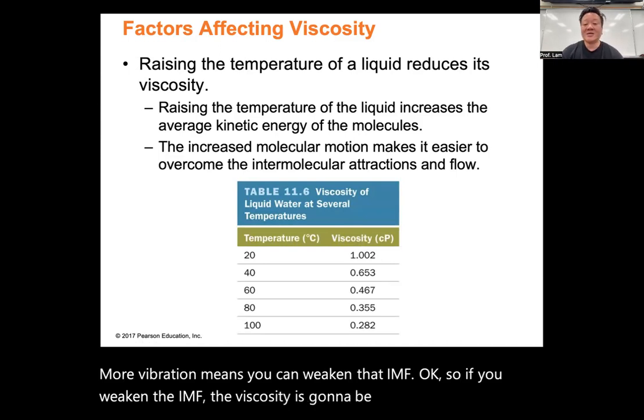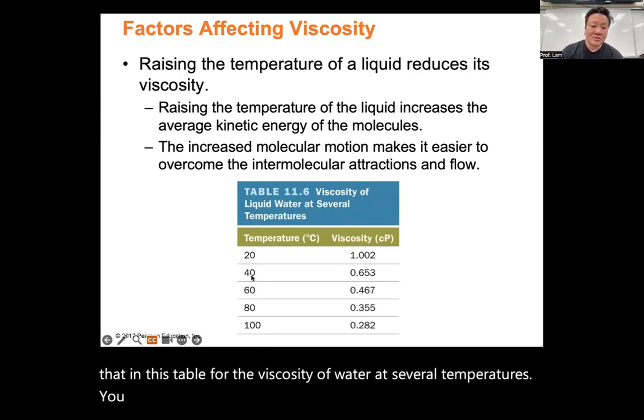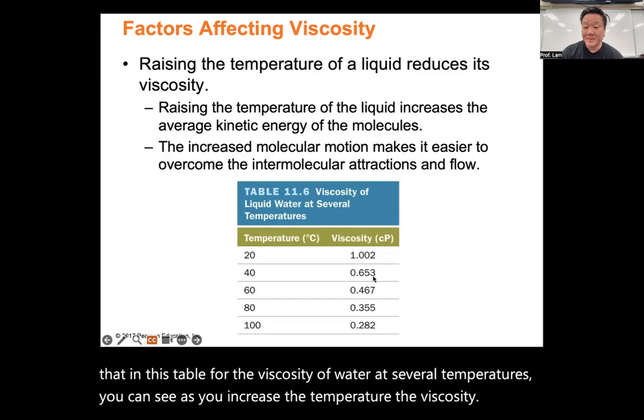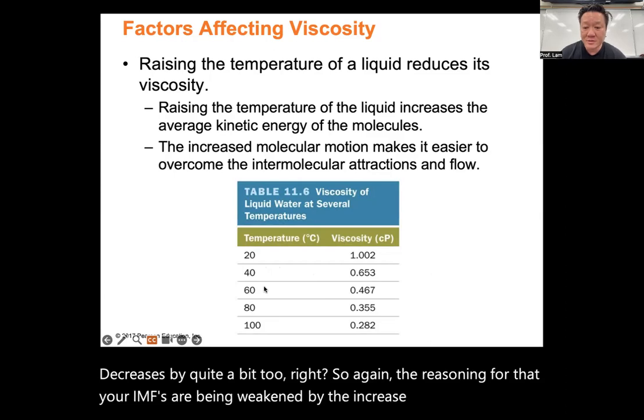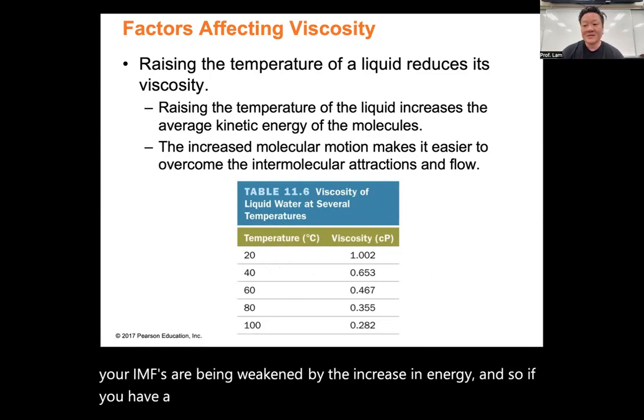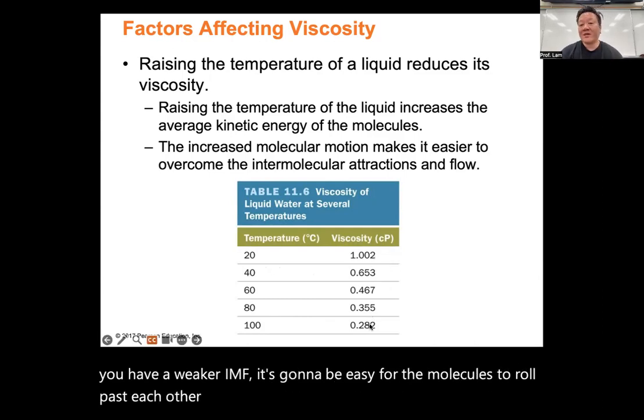Okay, just as you can see in this table for the viscosity of water at several temperatures, as you increase the temperature, the viscosity decreases, right? By quite a bit too, right? So again, the reasoning for that, your IMFs are being weakened by the increase in energy. And so if you have a weaker IMF, it's going to be easy for the molecules to roll past each other, and therefore the liquid's going to be less viscous.